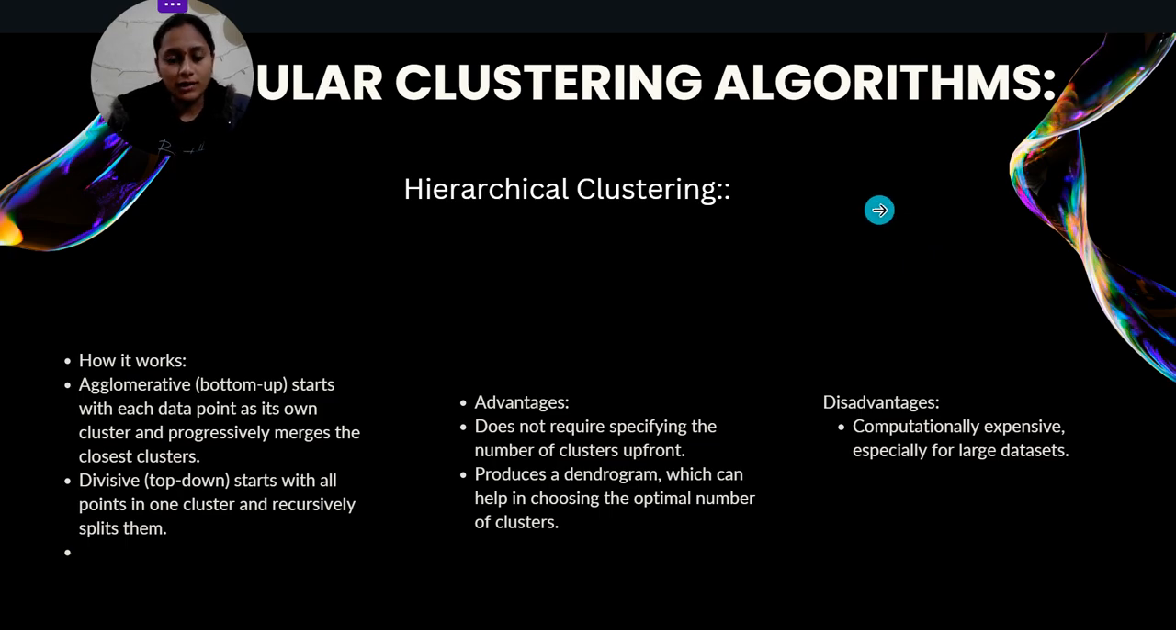Second is hierarchical clustering. Now, let's discuss how it works. Agglomerative, bottom up, starts with each data point as its own cluster and progressively merges the closest clusters. Second, divisive, that is top down. It starts with all points in one cluster and recursively splits them. Now let's discuss what are the advantages. First, it does not require specifying the number of clusters upfront. It produces a dendrogram which can help in choosing the optimal number of clusters because it represents data in the form of tree. Now let's discuss what are the disadvantages. First, it's computationally expensive, especially for large datasets.